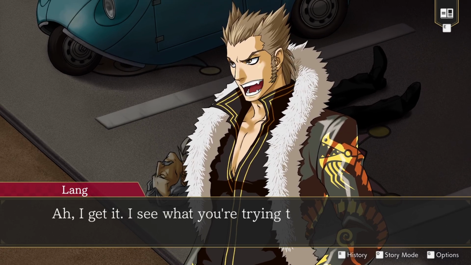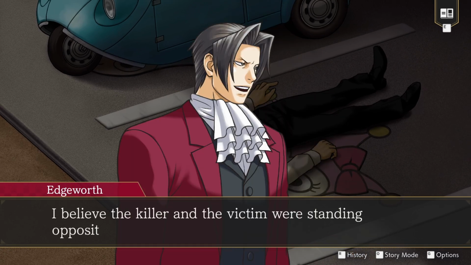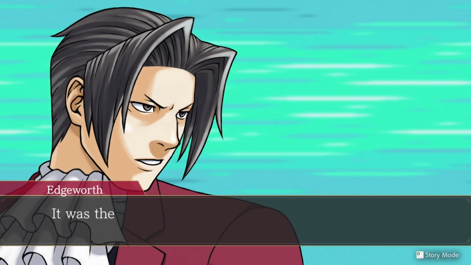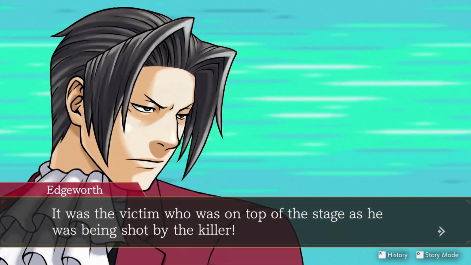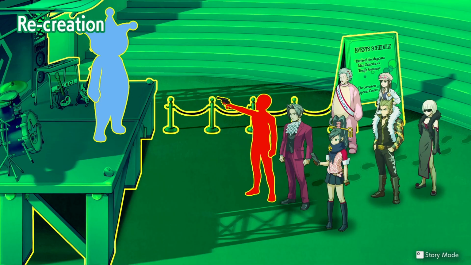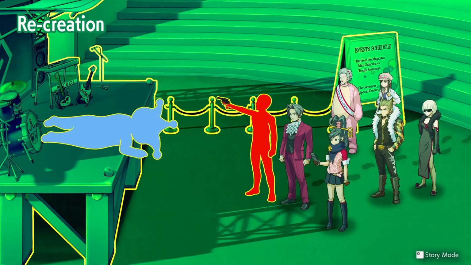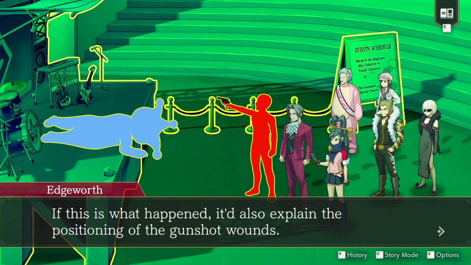Ah, I get it. I see what you're trying to say. I believe the killer and the victim were standing opposite to what we initially thought. It was the victim who was on top of the stage as he was being shot by the killer. If this is what happened, it'll also explain the position of the gunshot wounds.